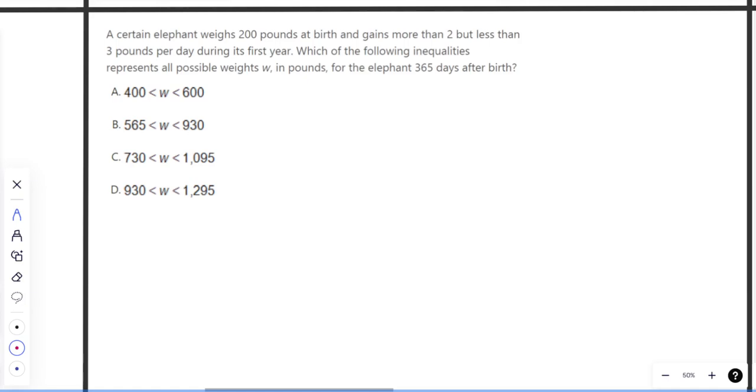A certain elephant weighs 200 pounds at birth and gains more than 2, but less than 3 pounds per day during its first year. And then we want to find the inequality that represents all the possible weights in pounds for an elephant 365 days after birth. I mean, the actual weight could be between 200 plus 2D, where D is 365, or 200 plus 3D. Once we set up this inequality, you just have to evaluate the numbers.